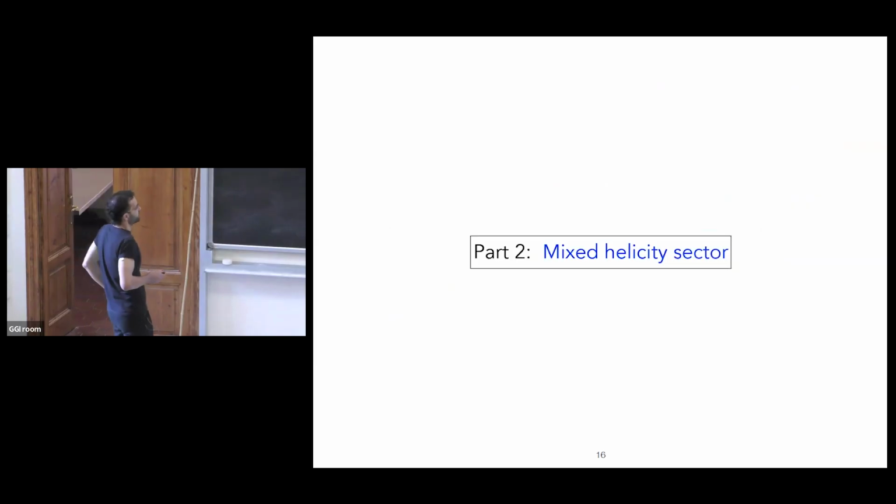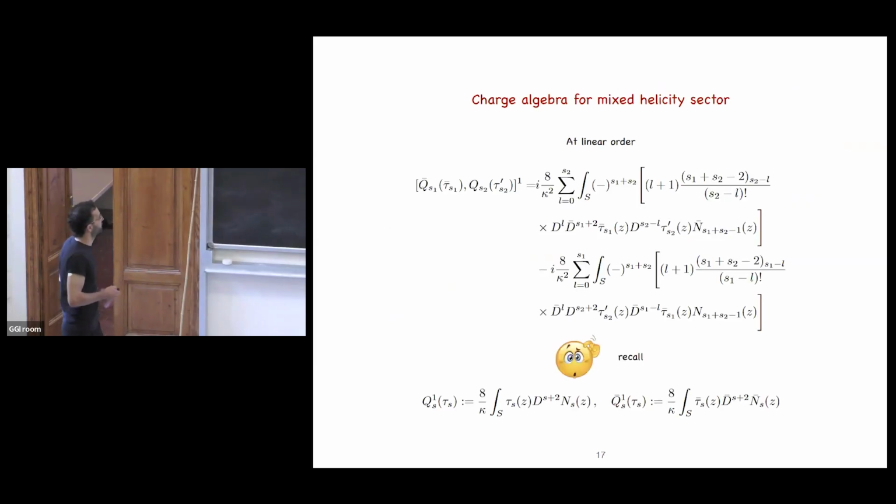Okay, so the mixed helicity sector. Let's start. We can do the same thing. We know the action of the quadratic charges on the shear and on the opposite helicity of the shear. So you can compute the linear order bracket of two opposite helicity charges with general spin. This calculation is really not difficult at linear order, and you get this quantity here.